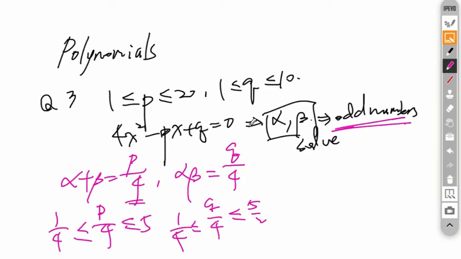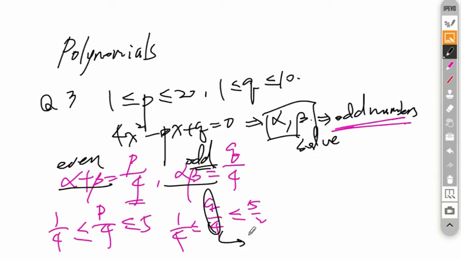So alpha and beta are odd numbers. This means that this will be an even number, and this will be an odd number. Because this is an odd number, this number will be equal to 1, and that means we solve for q, which is equal to 4. If we want to solve for p, we'll have to narrow the range around p, because there are still many possibilities for p over 4.